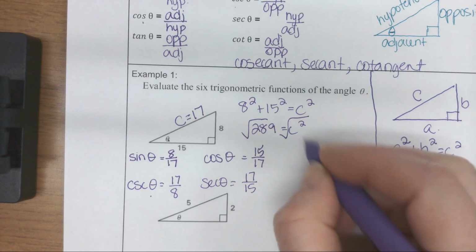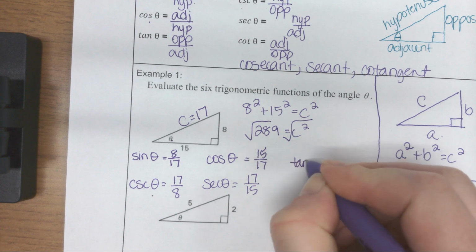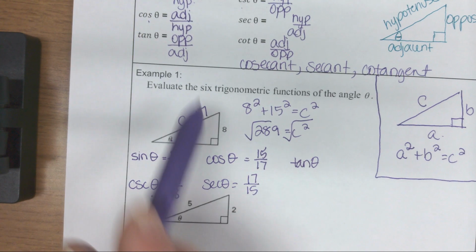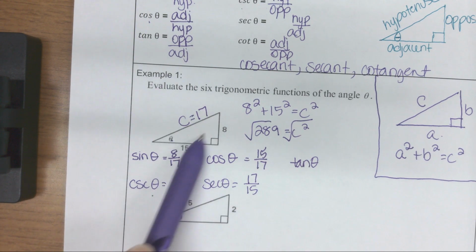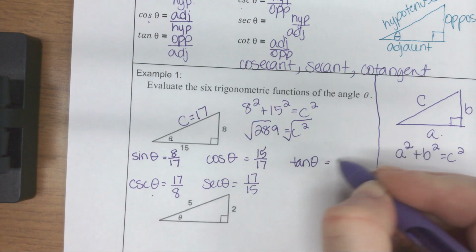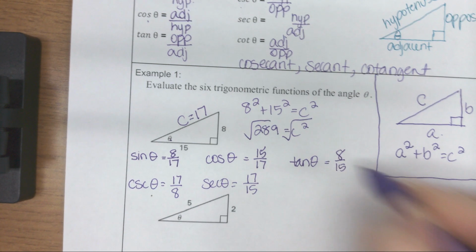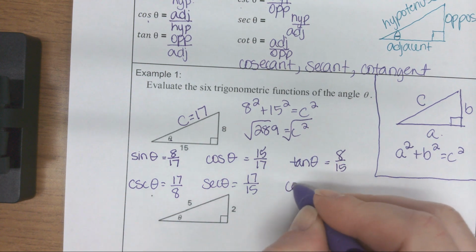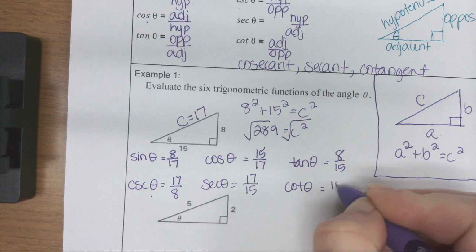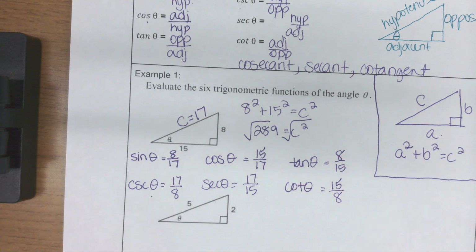And then we have tangent of theta. The tangent of theta is the opposite over the adjacent, so opposite is 8 over adjacent of 15. The cotangent then would be 15 over 8. Okay. Pretty straightforward.